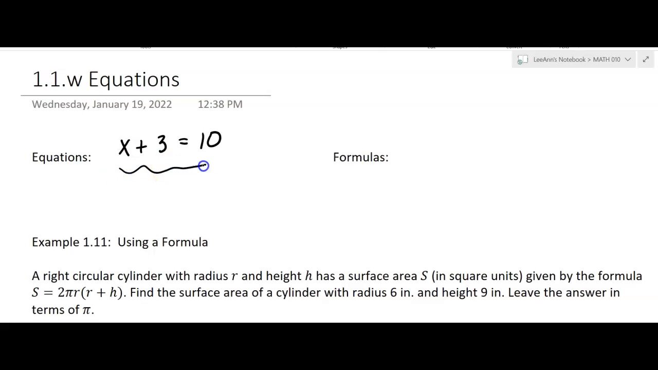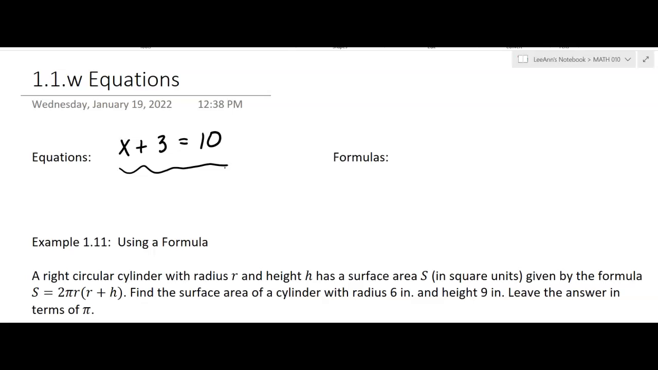An equation like this, where it has a variable, it's not necessarily true or false. It depends on what the value of x is. In this case, if x is 7, it's a true equation. If x is -8, it's not a true equation. Okay, but equations have equal signs.